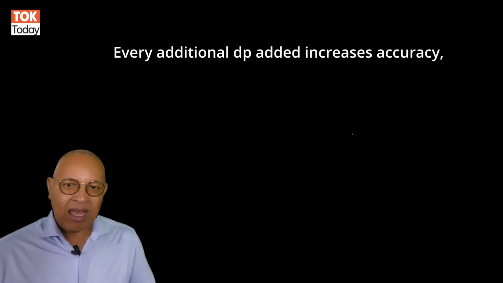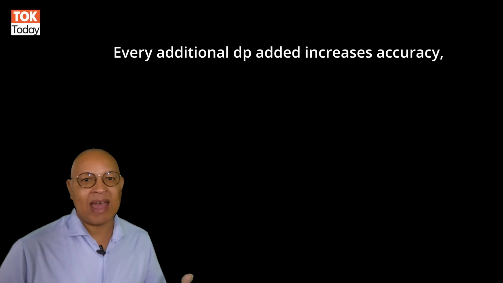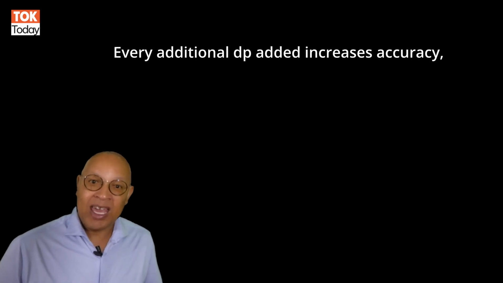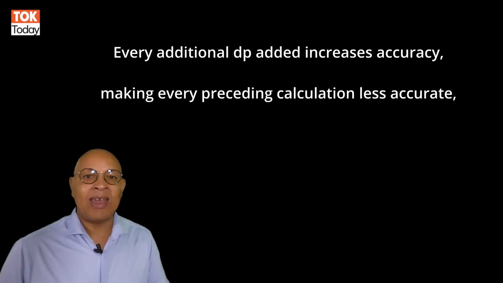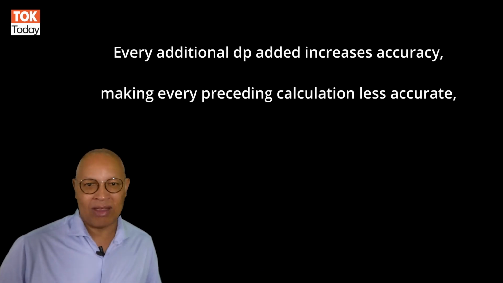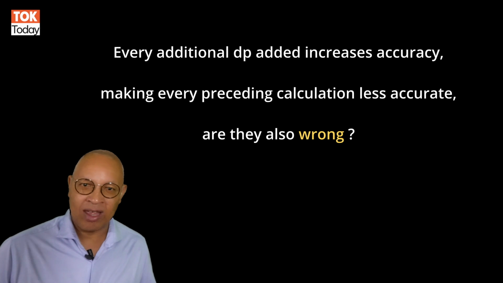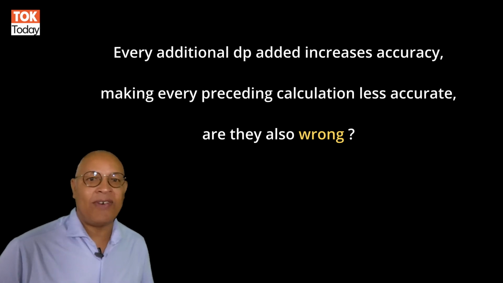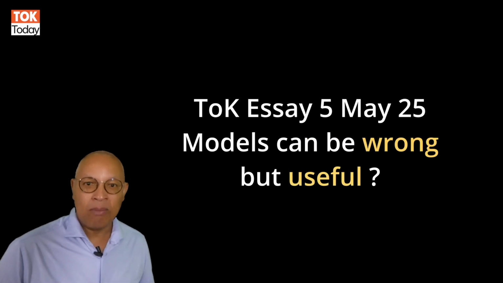You see, every extra decimal place that is added to the calculation of pi increases its accuracy. Therefore, all preceding calculations of pi are inaccurate. Are they also wrong? This is ToK essay number 5, May 25. Models can be wrong but useful.